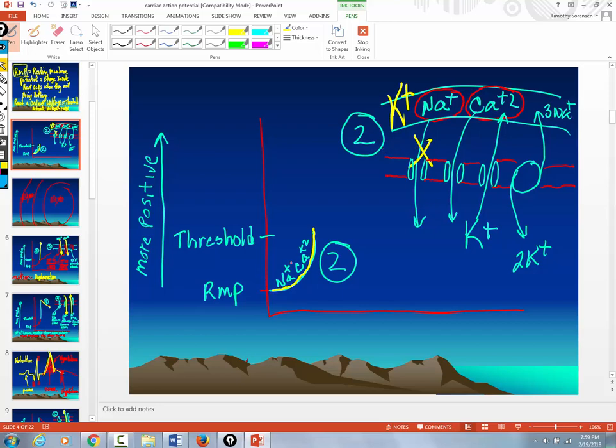What has to leak in for it to reach threshold? Sodium and calcium. Say yes. So if your blood level of potassium is high, what's not going to contribute as much to the leaking? Sodium. So what's going to happen to how long it takes to reach threshold? Longer. And the longer it takes to reach threshold, the longer it takes your heart to fire. So your heart rate is going to drop.